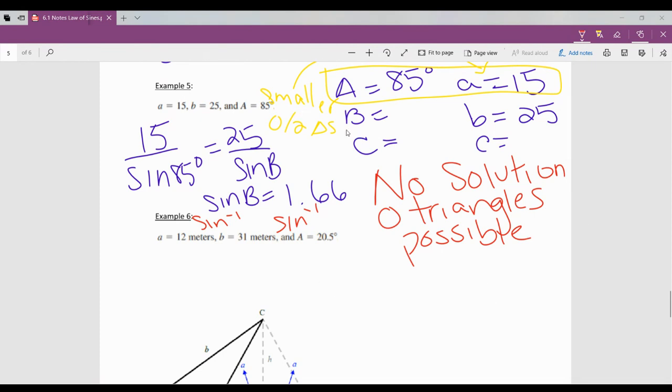All right, so I'm going to pause it here before I tackle the one that is much more complicated than these.